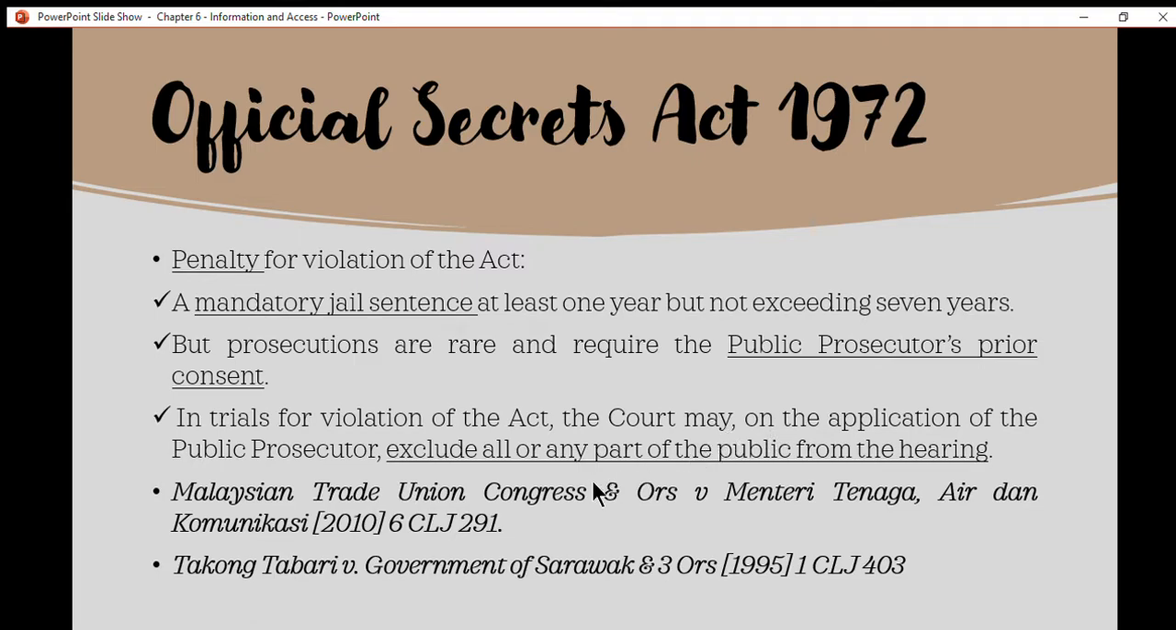The case in point here, you may refer to the case of Malaysian Trade Union Congress and others against the Menteri Tenaga, Air dan Komunikasi, 2010. What happened in this case? This is about two documents, whereby the applicants applied for a judicial review for two documents, concession agreements, perjanjian konsesi, and an audit report to be revealed by the respondent, because they were concerned with the increase in the water tariff, and sought to assess the above-mentioned documents to ascertain whether the right to access clean water at a price affordable to the public was protected. So we need to determine whether these two documents are considered as official secret.